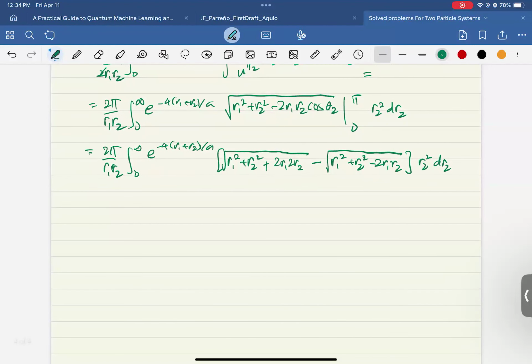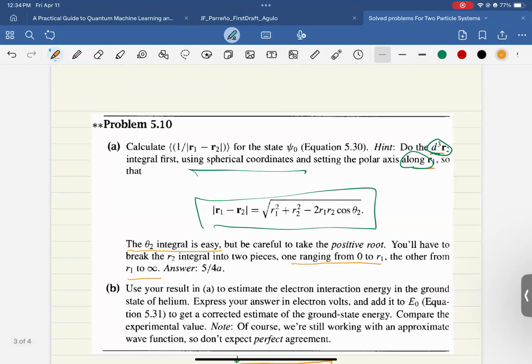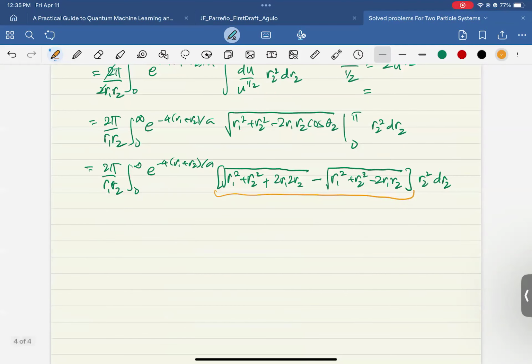Okay, now we're going to do a simple trick here. Okay, we know na itong term na ito na nasa brackets ay equal dito sa absolute value ng R1, R2. Okay, so ganito ang gagawin natin. So equal to sa 2 pi.